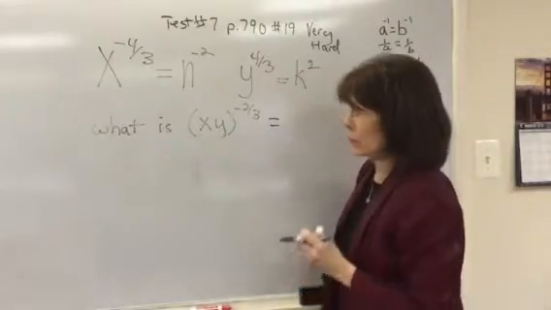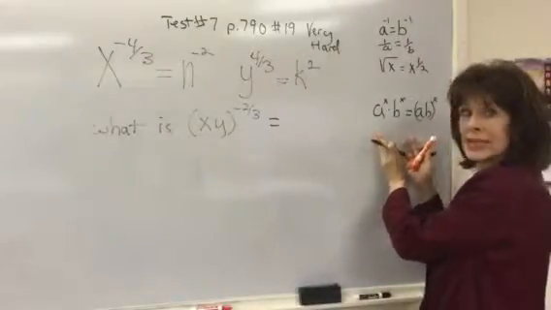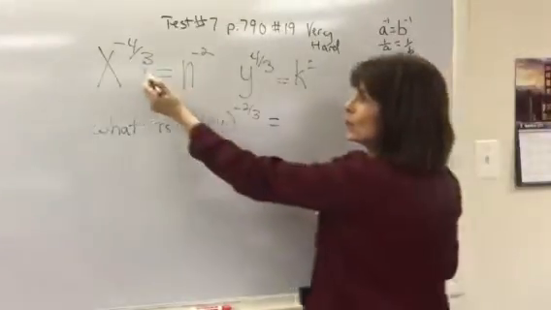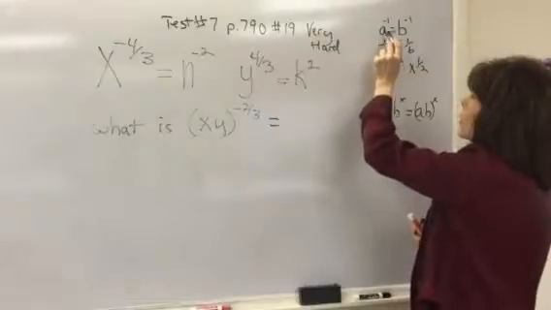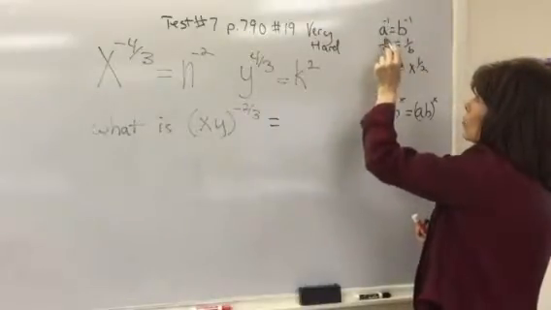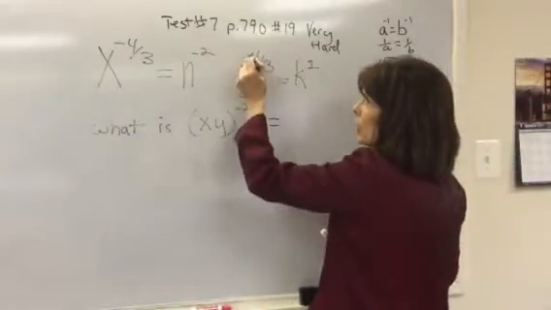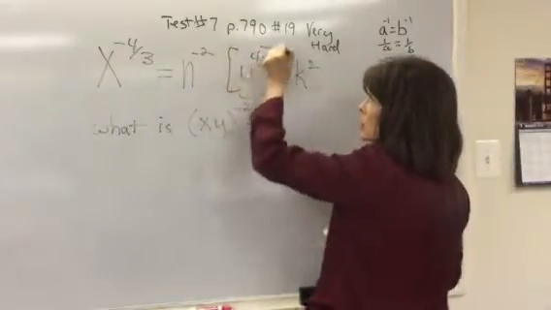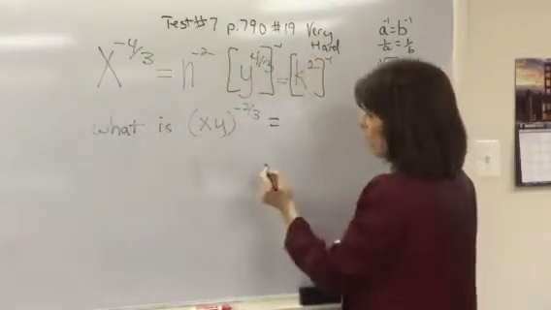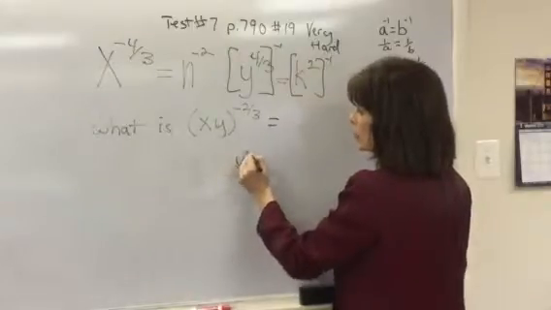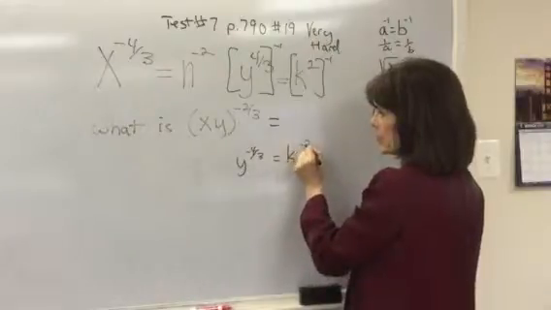Now, the first thing you need to keep in mind is this rule, which says you can combine bases if the exponents are the same. But the exponents aren't the same. They're slightly different. But we know that if a equals b, then the reciprocals are the same. Well, if we take this to the -1 power and we take this to the -1 power, we have y to the -4/3 equals k to the -2nd.